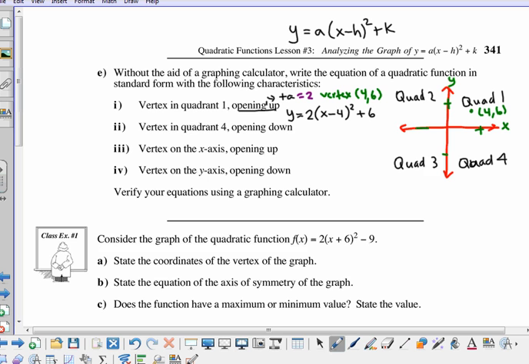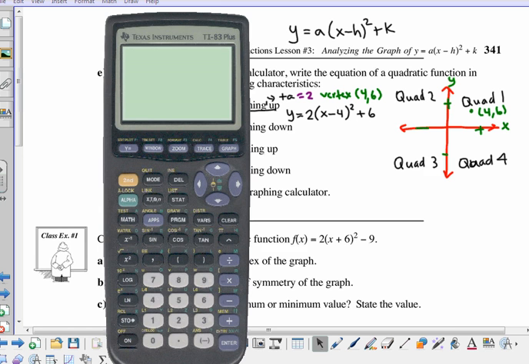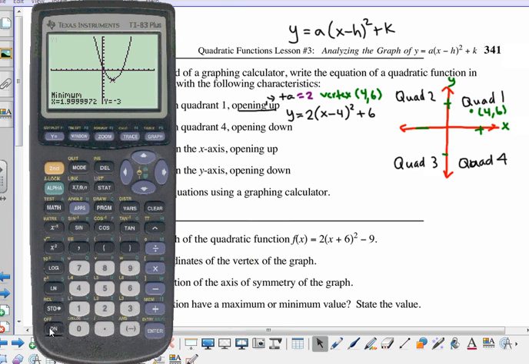So let's double check if we actually made the equation right. On your graphing calculators, I want you to graph that. See if it's in quadrant 1 and it's opening up. Okay. So 2 times x minus 4 squared plus 6. Should be in quadrant 1, it should be opening up. So graph. Quadrant 1, yeah, and is it opening up? Yeah, so we made it, that's correct.